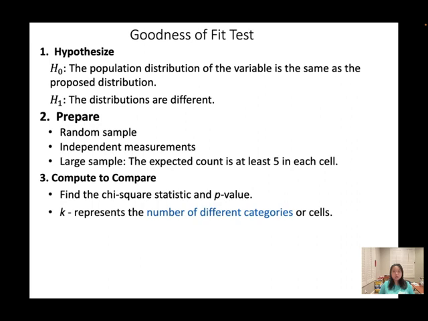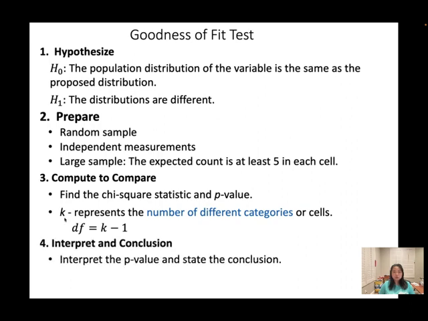K represents the number of different categories or cells. When we're working with the chi-square distribution, we still have degrees of freedom. Just like the t distribution, but it will be k minus 1, keep in mind, not n minus 1. For the chi-square distribution, the degrees of freedom are k minus 1, where k represents the number of different categories.